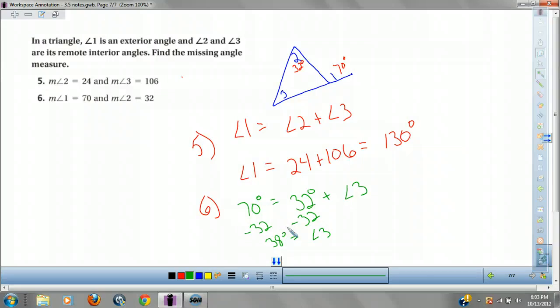If you have questions, make sure you ask them. Big thing, interior adds up to 180. Your exterior angle equals your 2 remote interior angles.